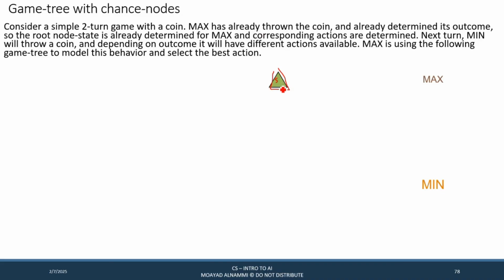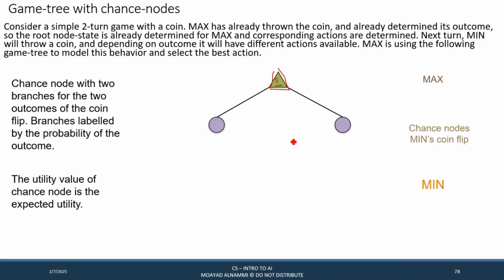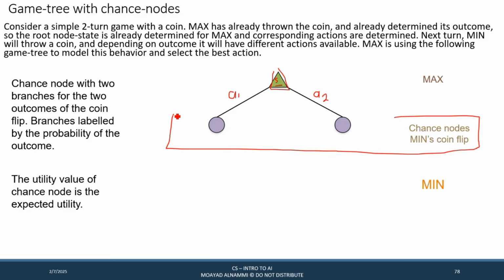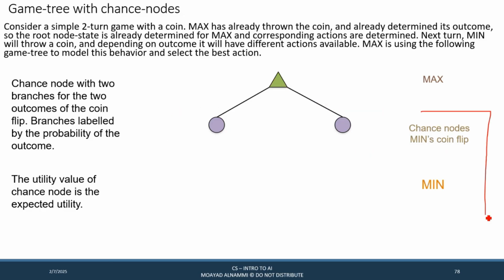Now, after this formation, he wants to determine what actions he should take at the root node, right? So he'll have two actions, action one and action two. Let's say it's a two action game. Now, after he takes an action, he knows what the game state will be, but then at this turn, it'll be the turn of Min. And when it's Min's turn, Min has to actually perform the coin flip. So these chance nodes are for the coin flip of the Min player. And these are the two actions for the max player.